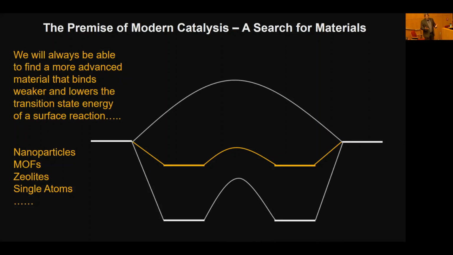So a magic material does something kind of in between, right? It adsorbs weakly, but has a much smaller transition state, right? And if we can look for something like a zeolite or a MOF or a nanoparticle or a single atom, we can find some combination of adsorption and geometry that's able to do that. And for a lot of systems, we've looked for decades, and we have not been able to find these kind of magic materials that take us beyond where we're stuck.